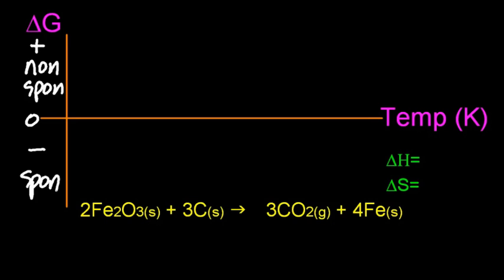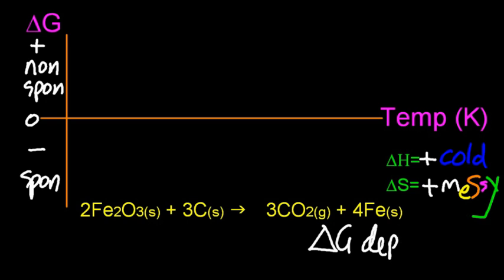Now, looking at the equation, you couldn't tell that delta H is plus, I'd have to tell you that. But delta S is plus, entropy is increasing. Yeah, you could work that out, because a gas is produced from solids. So don't forget, delta H is plus, it's endothermic, or it's cold, and delta S is plus, it's messy. So this is temperature dependent, this one, cold and messy. So delta G depends on the temperature. So allow me to sketch in the graph, as temperature increases, the effect on delta G.